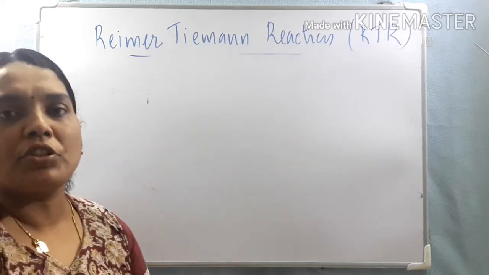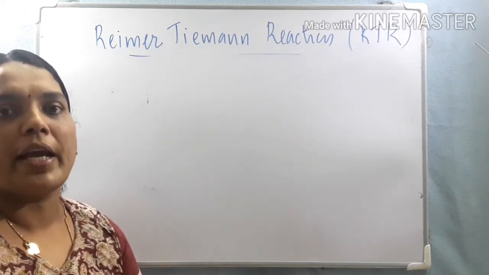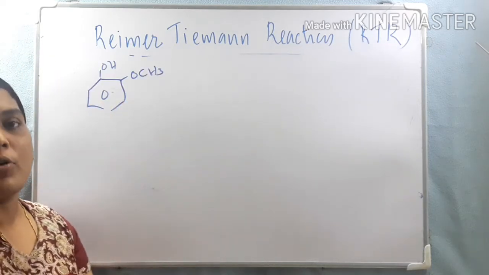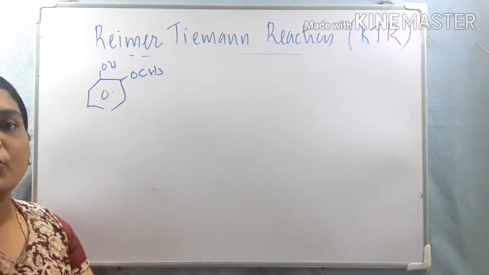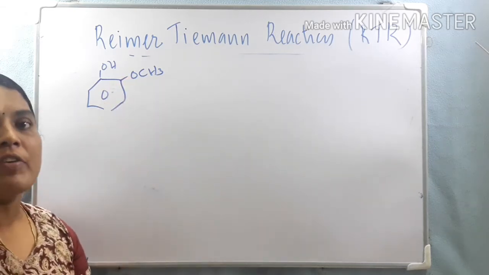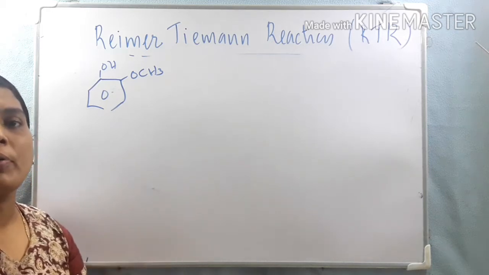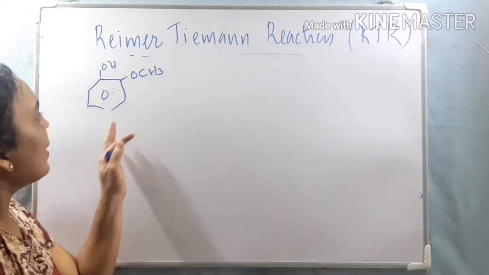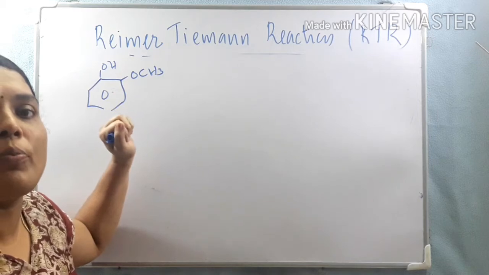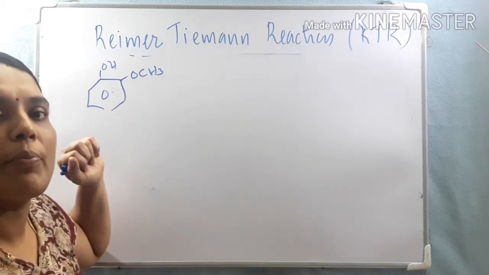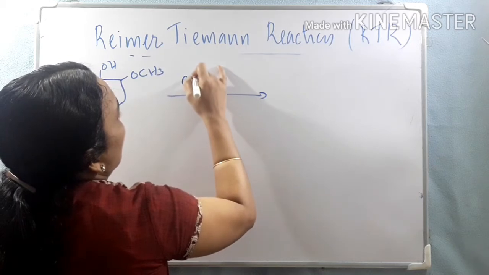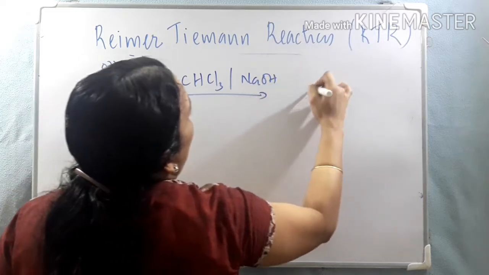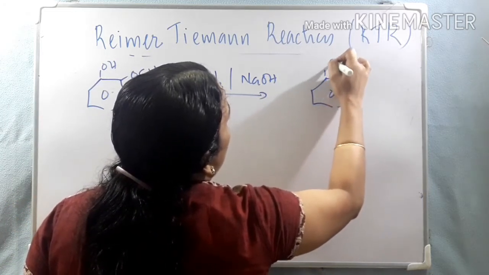Now let us see applications of the Reimer-Tiemann reaction. Look here. Suppose you are taking a compound like this, a substituted phenol or ortho substituted phenol, instead of phenol. We said phenol reacts with chloroform in presence of NaOH to give orthohydroxybenzaldehyde. But in this case, the ortho position is not vacant. So what will be the product? Here, suppose we are reacting it with chloroform in presence of NaOH. The product is the para product.